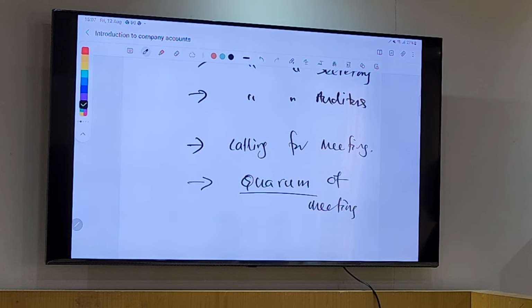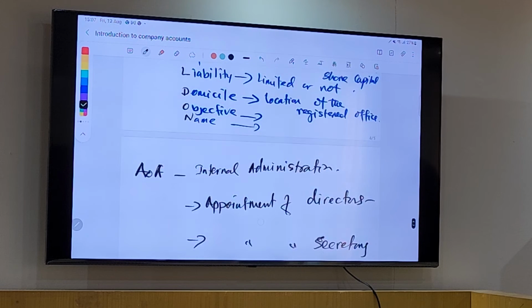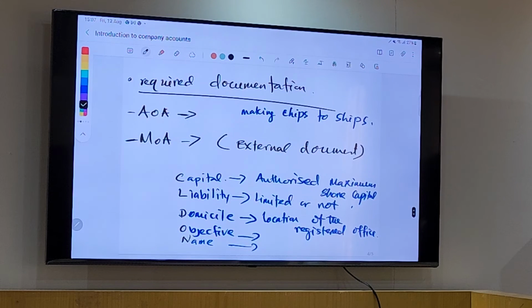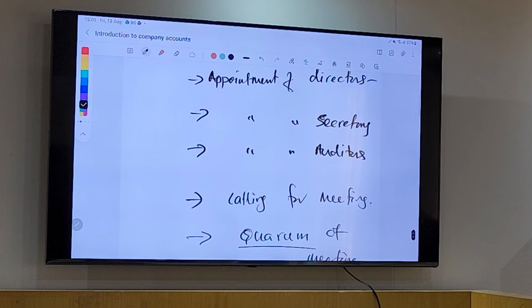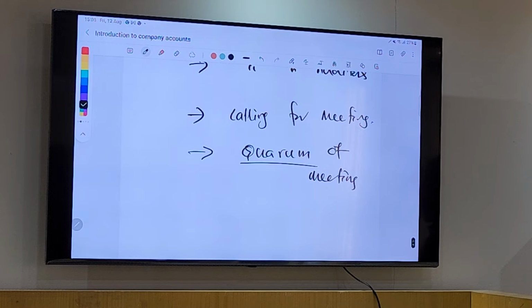Okay. So this is what required documentation. Articles of association, memorandum of association. Mostly in the banks they are asking for this article of association. Right. So these are some of the discussion that I had so far. When you go to the next level, under business law, this will go into a very expanded discussion. I will stop at this point on this.